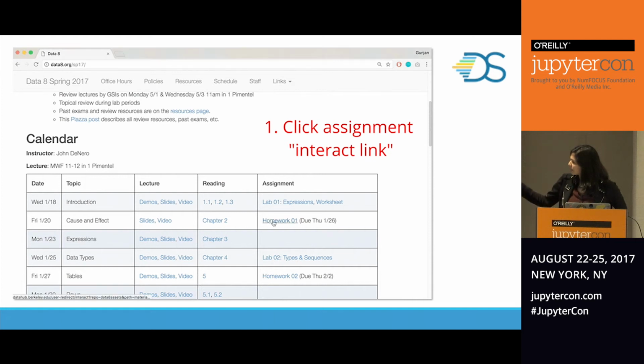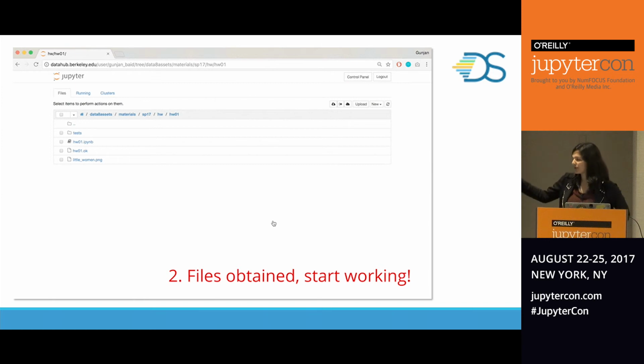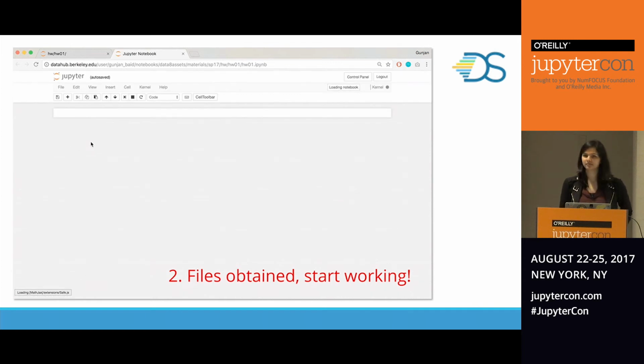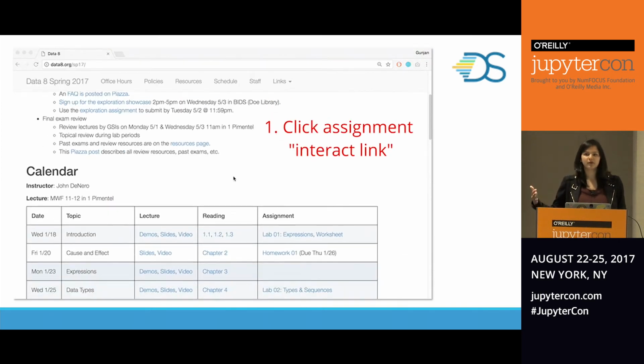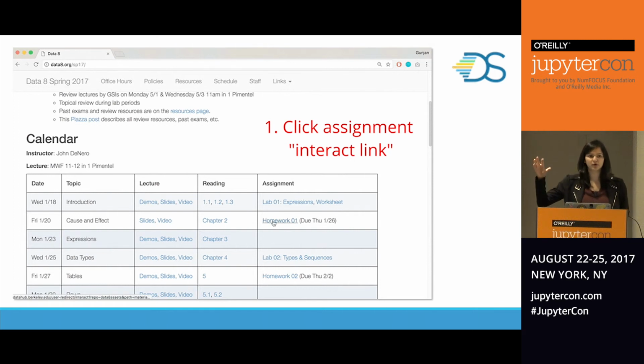So I'm going to click on the assignment link. And then I'm redirected to the JupyterHub, and there are some files in there, and I can open up the notebook. And there you have it. That's all it takes to obtain a notebook into your personal account. No need to use a command line, no need to zip up files and upload them to JupyterHub. It's very simple with just one click.